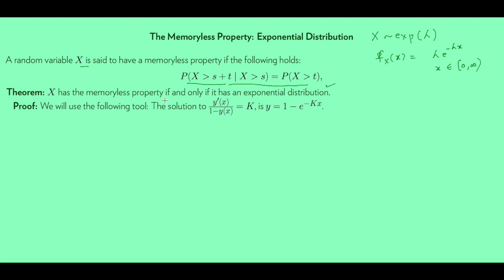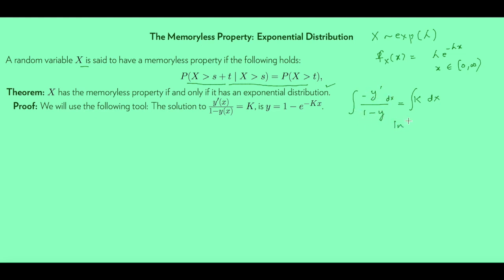Okay, but now we have to prove this, that only the exponential random variable can have the memoryless property, or if a random variable has the memoryless property, it has to be an exponential random variable. In order to prove this, we will make use of this fact: if we have a differential equation y prime over 1 minus y equals some constant, how do we solve it? We put a minus here, and then we integrate with respect to x on both sides. The numerator is actually the differential of the denominator.